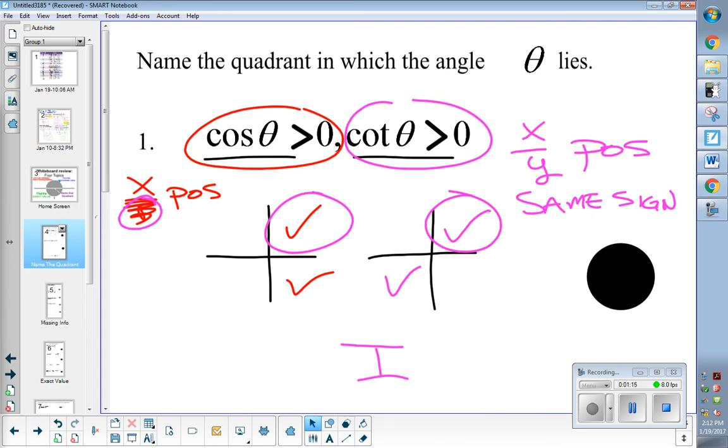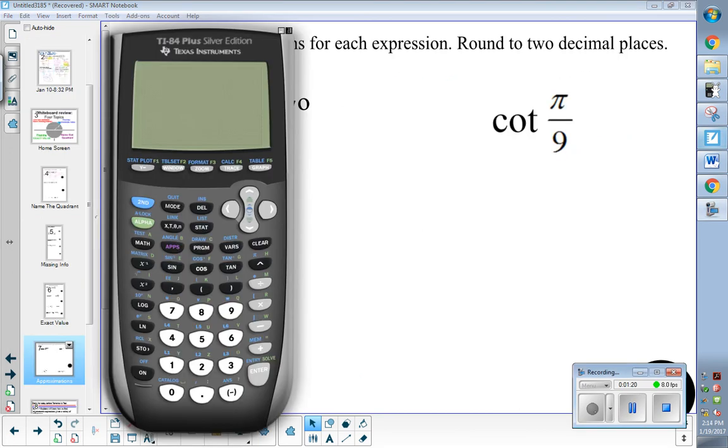Naming the quadrant. Probably the easiest thing we have to do. Well, maybe besides calculator. Yeah.